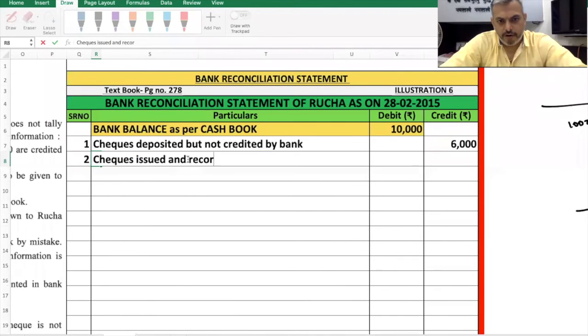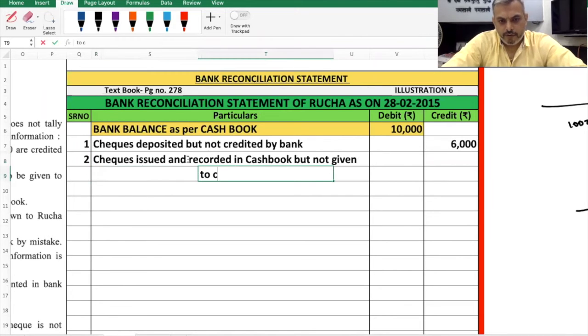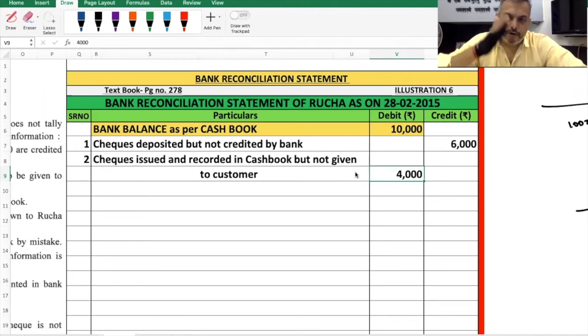Check issued and recorded in cash book but not given to customer. 4,000 on the debit side. Meaning cash book, payment side, credit side, we recorded 4,000. But because we did not give to customer, it is not debited in our passbook. It was not presented.